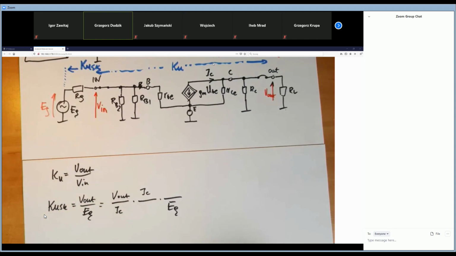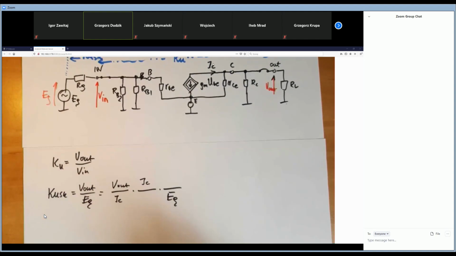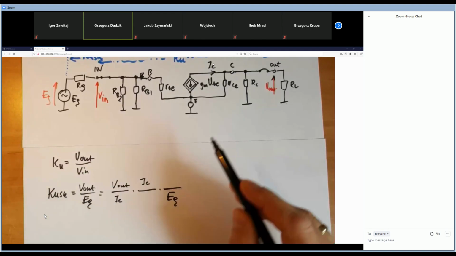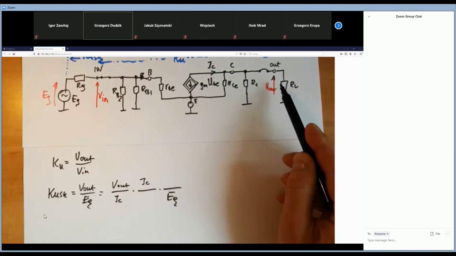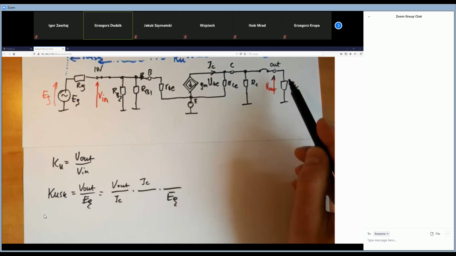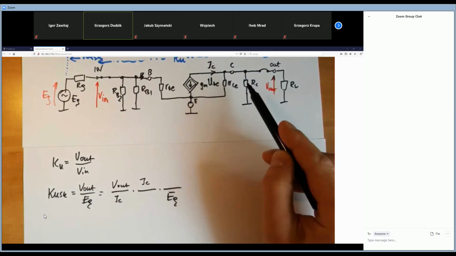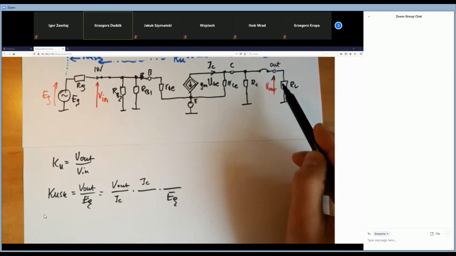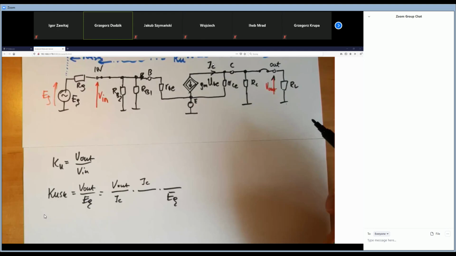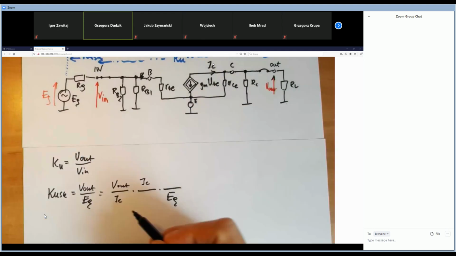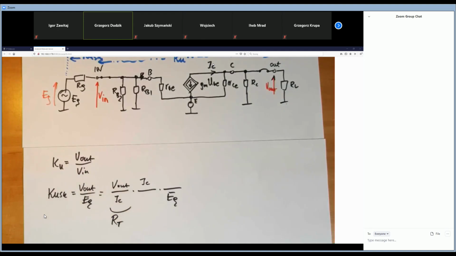All right, but what we have to put here to get some known values? What is the V out over IC here? This is the total resistance, which consists of three resistors. That's right. So this is the R total, in fact. Okay, so I know how to calculate them.